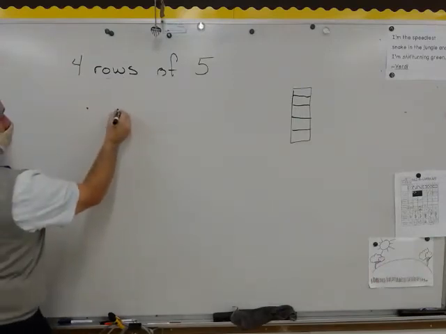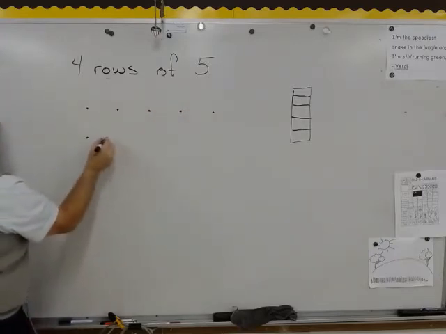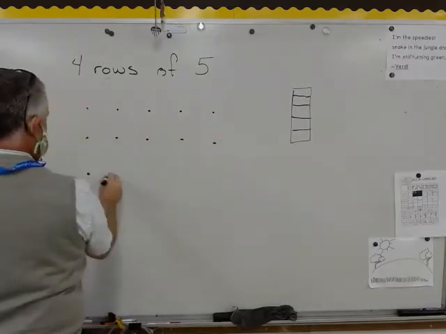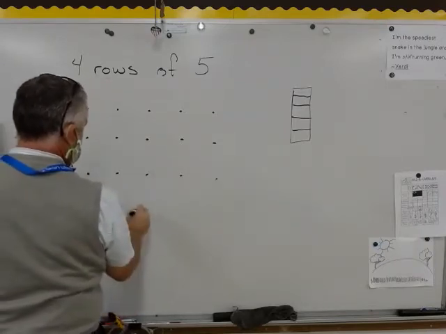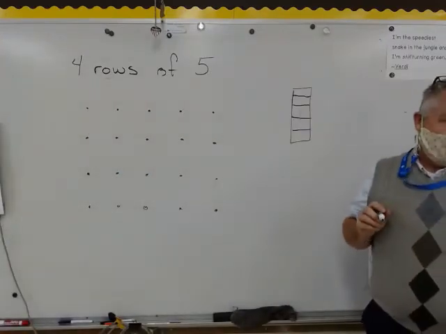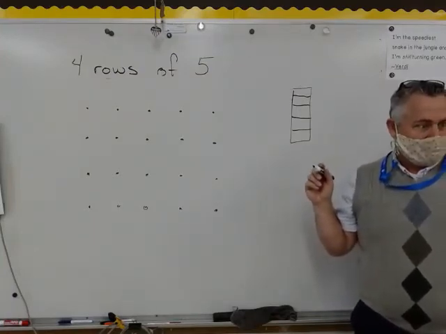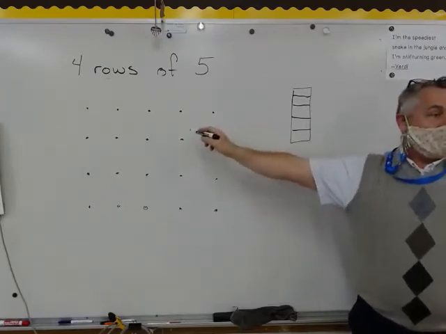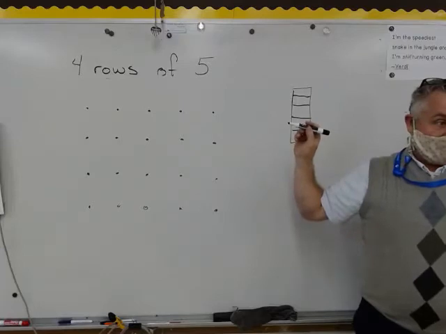1, 2, 3, 4, 5. 1, 2, 3, 4, 5. 1, 2, 3, 4, 5. 1, 2. See how I'm kind of spreading these dots out? Okay? Now, watch what I'm going to do. All those dots, that's really hard to tell what that is. See how they're not matched up? Okay? All of those dots need to be in the middle of a box.